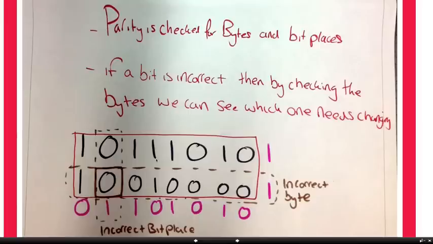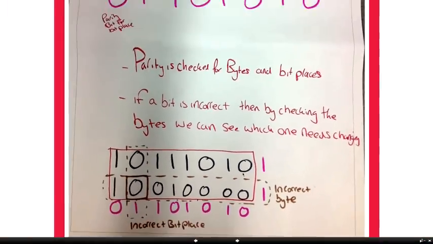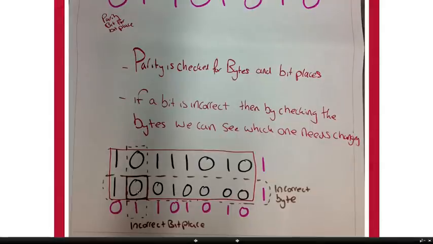We then run through the rest, and we quickly check. That's okay, that's okay, and so on. So then we know this bit place has an error. We then look at the bytes. So 1, 2, 3. That shows us that's the incorrect byte because we only have 3 and it should be even. That means this is the wrong bit place and this is the wrong byte. So therefore, we know this bit here is the incorrect one and we can change the value of that bit.